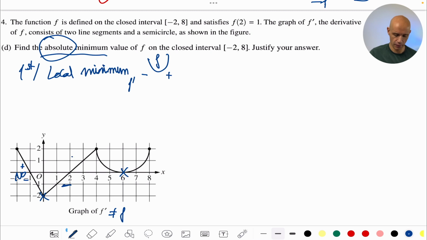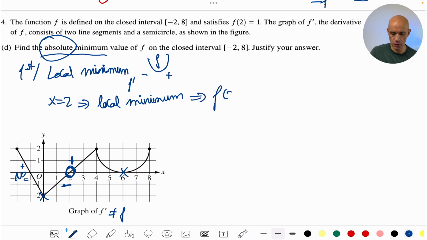But here it goes from negative to positive, yes, and nowhere else. So x equals 2 is a local minimum, okay? Now, how high is it? Well, f of 2 is 1, because we are told that in the wording, so great.